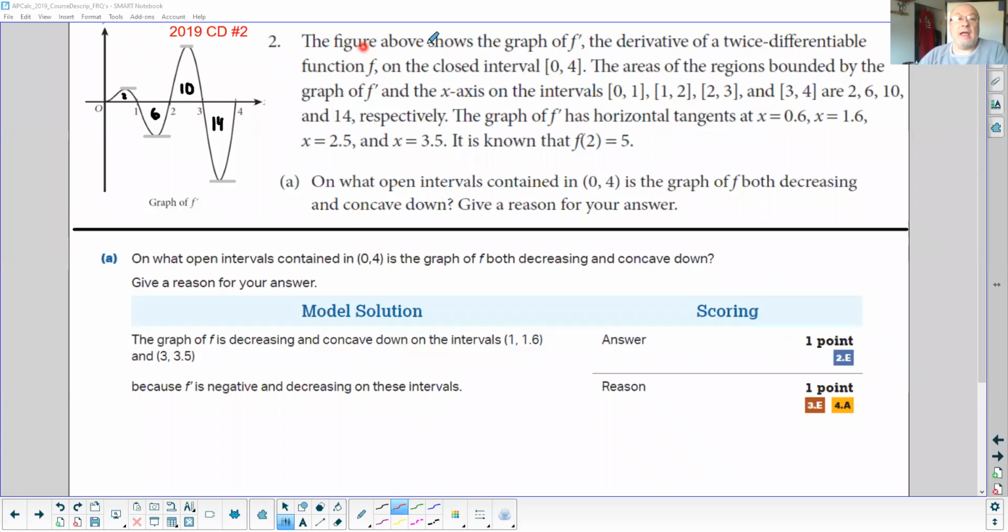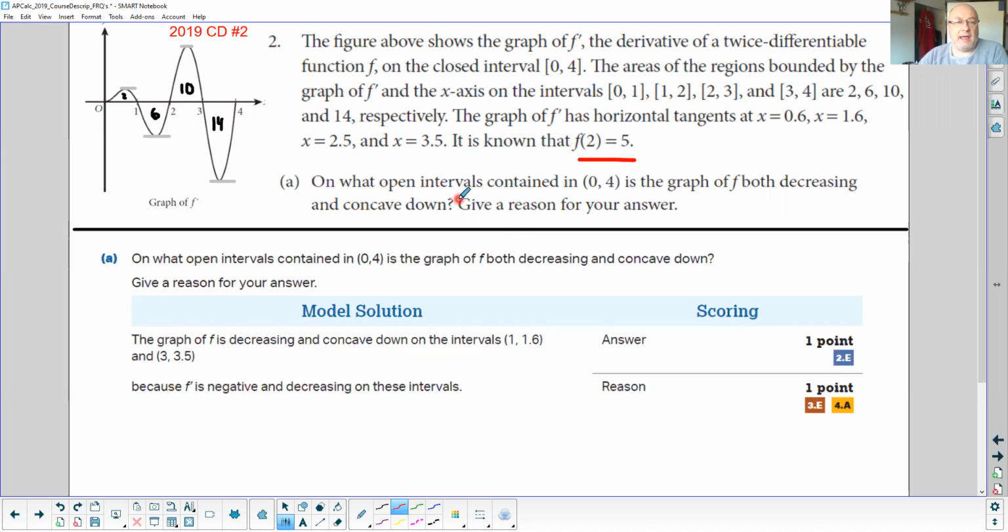Number 2, the graph of the figure above shows the graph of f prime, the derivative of a twice differentiable function f on the closed interval from 0 to 4. The areas bounded by the graph of f prime and the x-axis are these numbers here, and I filled those in already. And there are horizontal tangent lines at these spots, and I put little gray markings there so you can see that. And then they're giving us an initial condition.